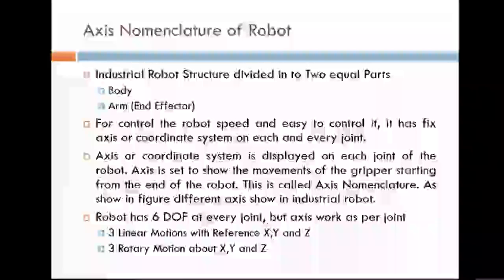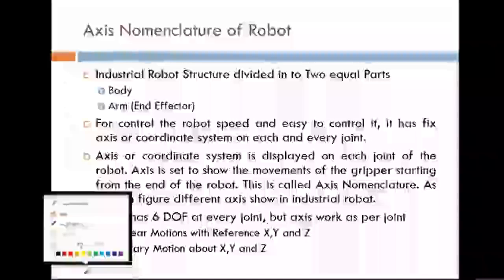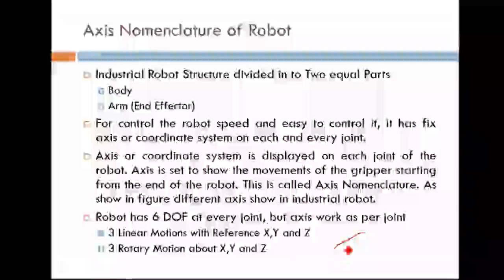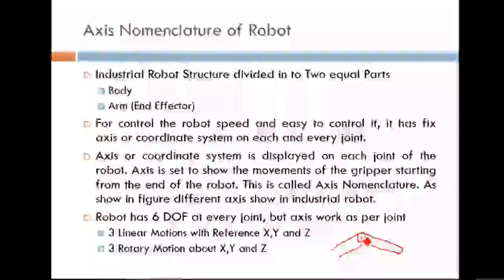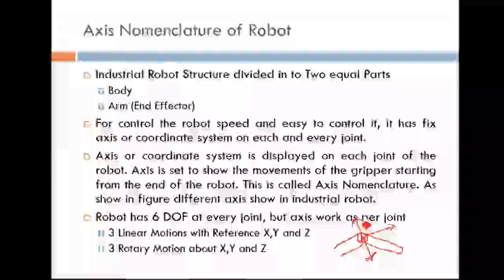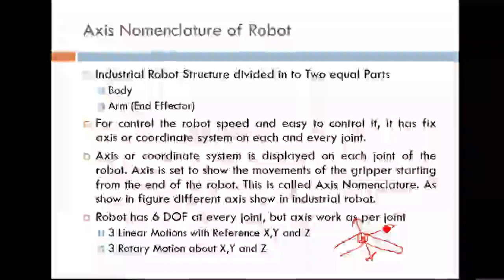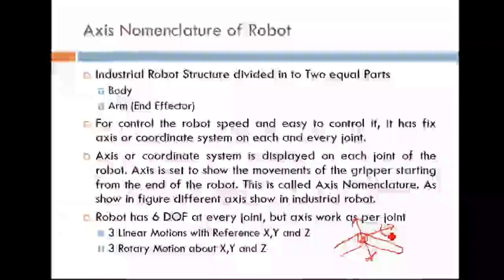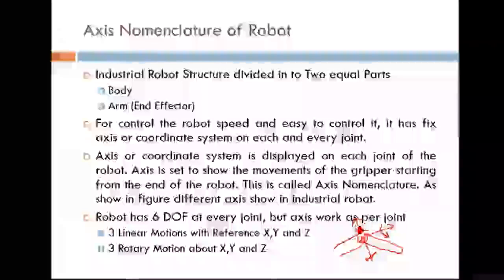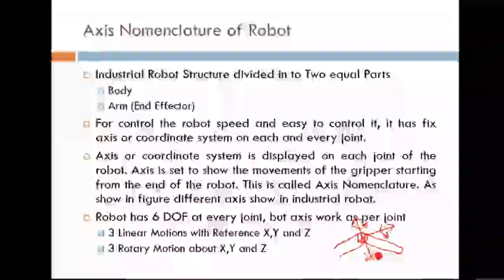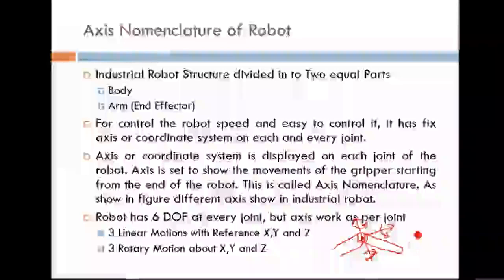The robot has 6 degrees of freedom at every joint. If this is one joint, it has 3 linear axes and 3 rotary motions with respect to x, y, and z. So the total degree of freedom of any joint is 6.